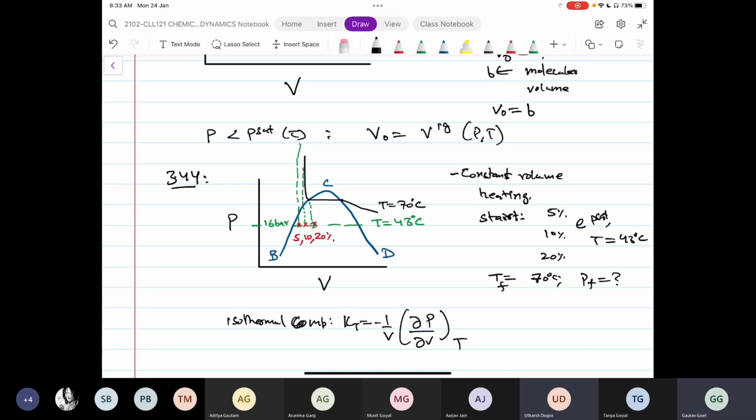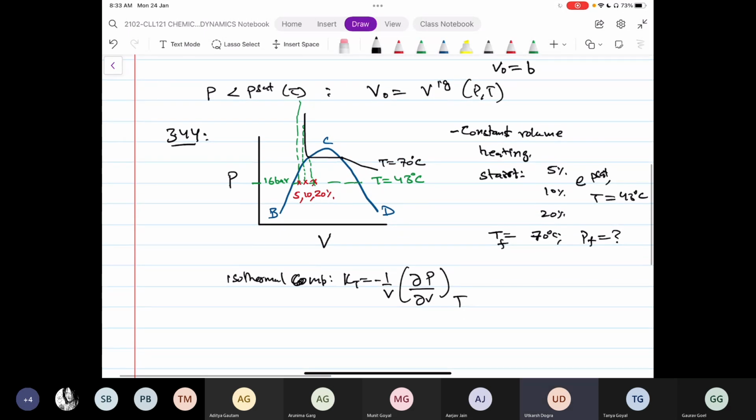So when I say liquids are almost incompressible, we are saying that kappa T is very small. It is the change in volume with pressure. So if kappa T is very small, essentially what I'm saying is that for a small change in density, you would require a very large change in pressure. That is the meaning of saying that liquids have negligible compressibility.